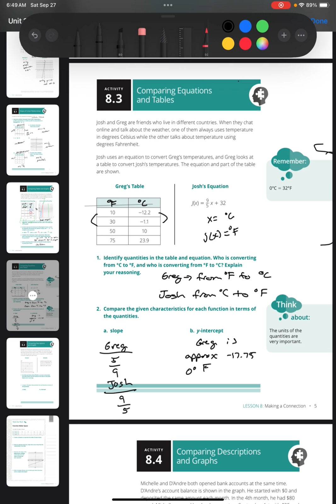And then if we look at the opposite, Josh, his y-intercept is at 32. Which means 0 degrees Celsius is equal to 32 degrees Fahrenheit. Okay, and that is the conversion. When we're freezing in our Fahrenheit temperature, which we measure here in the US, 32 degrees, that's equal to 0 degrees Celsius, which is freezing temperature in Celsius.